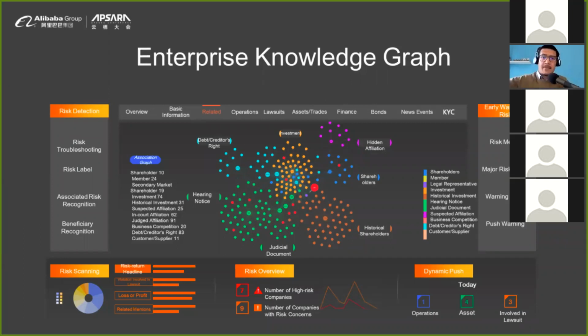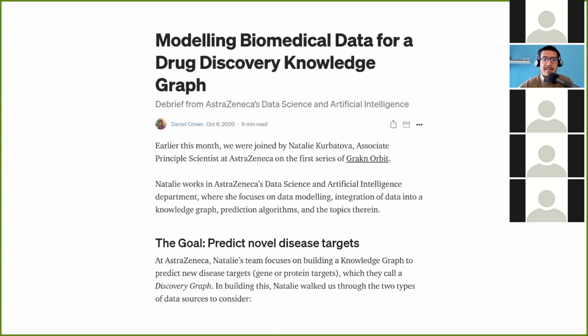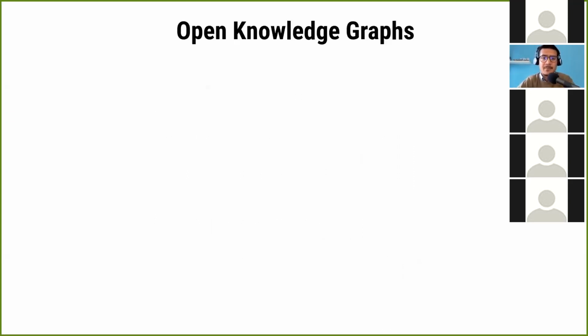Let's see another example that is related, in this specific case, to life sciences. Here you can see a Medium article related to AstraZeneca, which is currently quite famous, that describes how knowledge graph technologies are applied to predict novel disease targets.